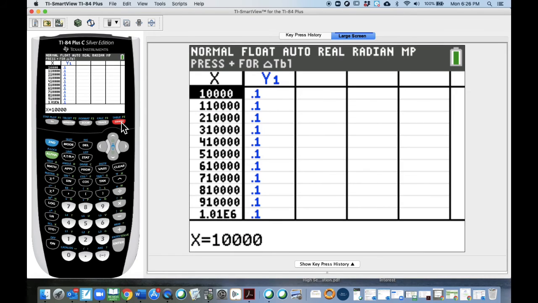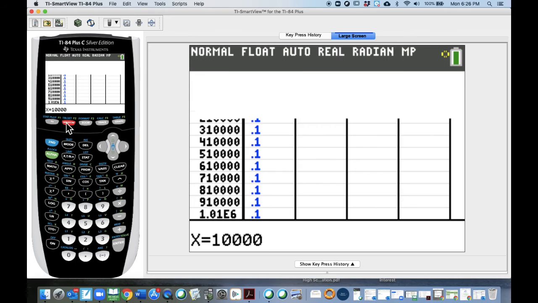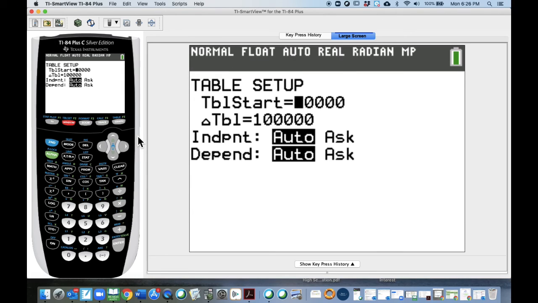And because the table, well, my table is way off, and the table we have on our paper counts by 2/10 of a second. So let's go to table setup. That's this button here. Go to second, table setup. Let's start at 0 and let's count by 0.2 because that's what it is on the paper. And then let's go back to the table. So second table.